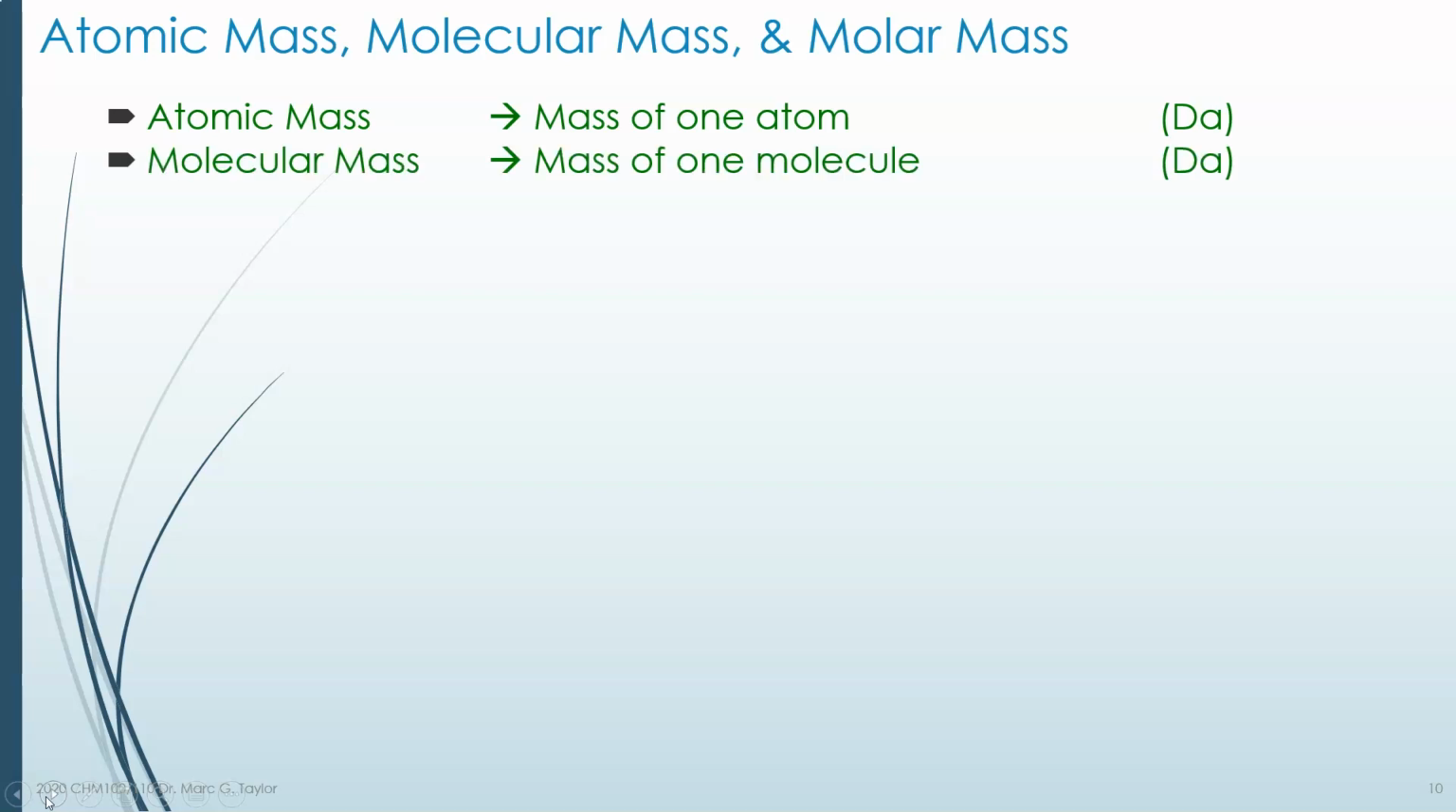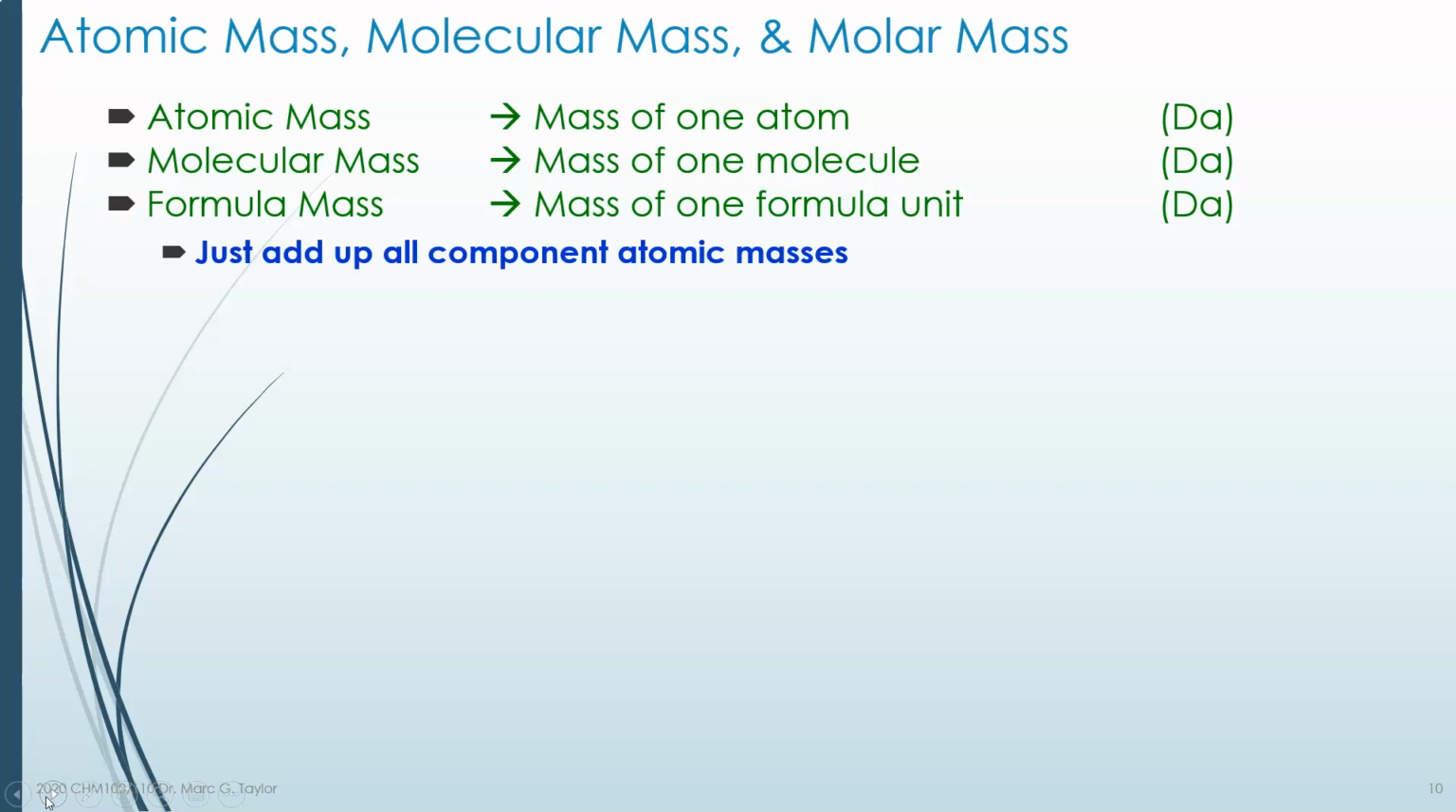If we were to add those up for a single molecule, we would get the mass of one molecule. So if we added all the atomic masses of all the atoms in that molecule, we would get its molecular mass, also in Daltons. And if we did that for a formula unit from an ionic compound, we would also get the mass of a single formula unit in Daltons. And these values are very, very tiny because the unit Dalton is an incredibly tiny unit.